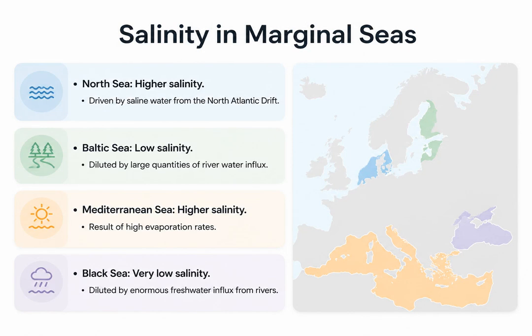Marginal seas also show fascinating variations based on their local conditions. The North Sea, despite being located in higher, cooler latitudes, actually records higher salinity. This is because highly saline water is constantly brought in by the North Atlantic Drift. In contrast, the nearby Baltic Sea records very low salinity because it receives large quantities of fresh river water. Further south, the Mediterranean Sea records higher salinity due to intense evaporation in its warm climate. But just next door, the Black Sea has very low salinity because it receives an enormous influx of fresh water from several major European rivers.